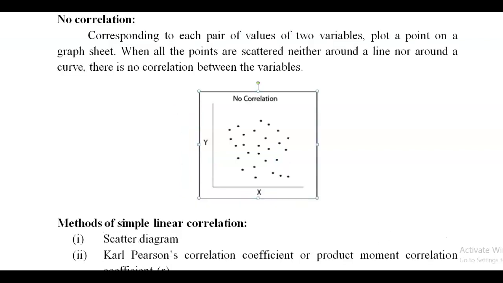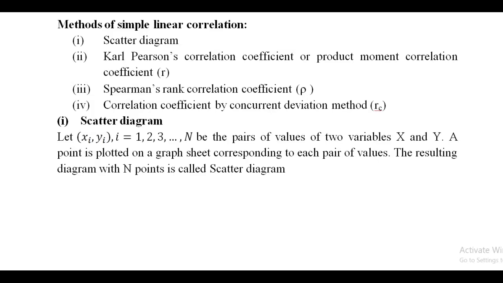The next one, no correlation. If all the points are scattered around the graph sheet while plotting, then we can call it no correlation between the variables, right? Then next we will move on to simple linear correlation methods. How to find the linear correlation, that is what we are going to learn now. We are going to find the linear correlation by four methods.